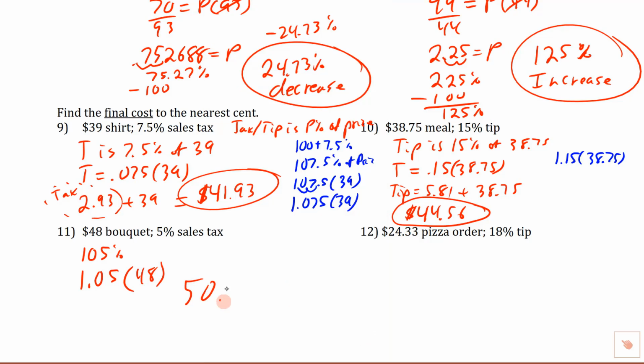50.4. Now, if we write down 50.4 and say, hey, how much does that cost? And somebody says, hey, it's 50.4. It's not 50.4. It's $50 and not 4 cents, 40 cents. So let's make sure that we put that on there.